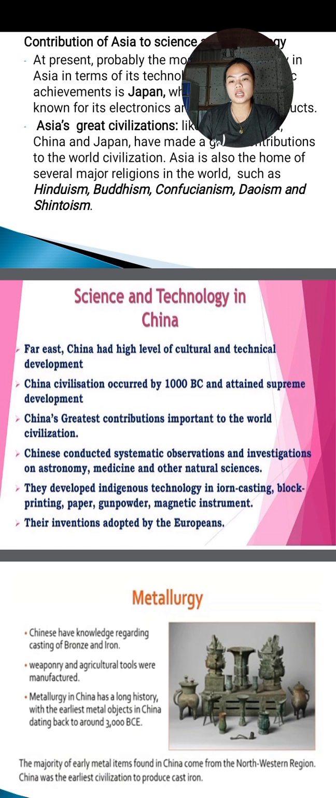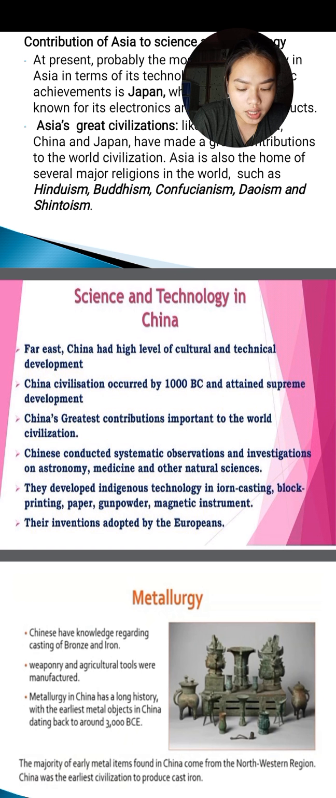So Chinese have known about casting bronze and iron weapons, which is called metallurgy. So the Chinese have knowledge regarding casting of bronze and iron. So weaponry and agricultural tools were manufactured. So metallurgy in China has a long history, with the earliest metal objects in China dating back to around 3000 before Christ. So the majority of early metal items found in China came from the northwestern region.